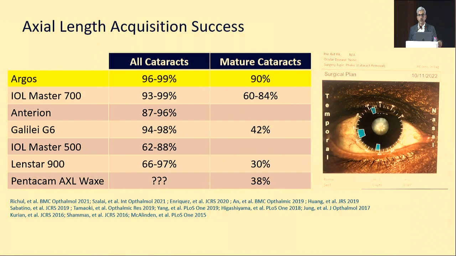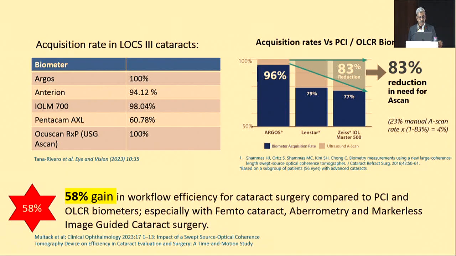But if you look at the Argos, it's at the top of the line. And if you look at all the reports that have come in the literature over the last 6 to 7 years, they all show that the Argos has the highest penetration in all kinds of cataracts. But where it really stands out is in mature cataracts, where you get a 90% plus rate of penetration. And my personal experience, no financial interest, is that in the last 1.5 years, we've not had to use the A-scan at all in all our patients.